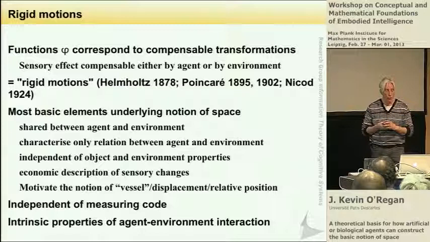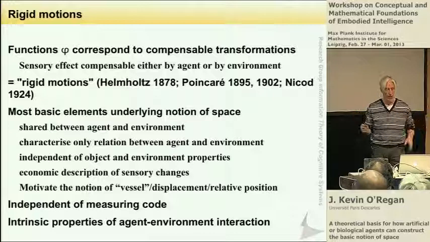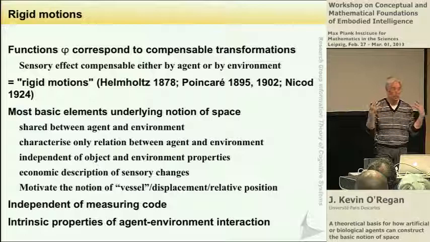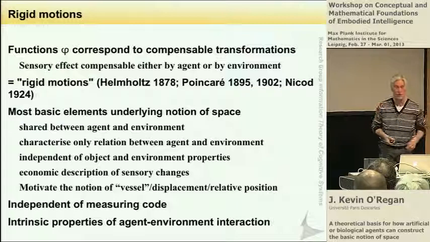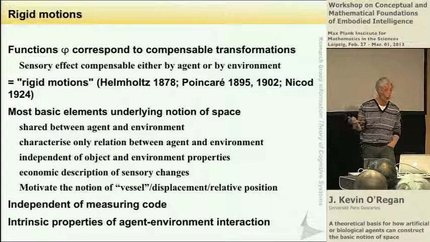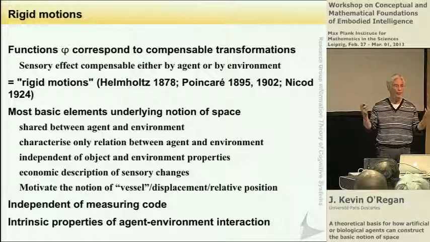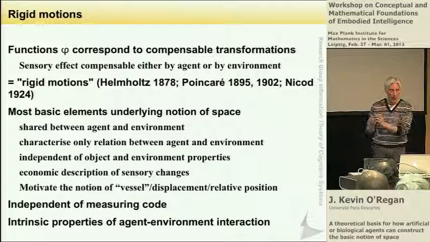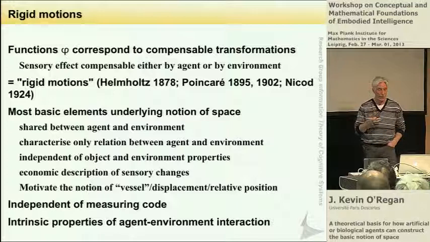These three tests of spatial knowledge all make use of the fact that the agent has tabulated these functions phi. And the reason the functions phi are so important is that they correspond to these compensable transformations whose sensory consequences can be compensated either by a change in the agent or by a change in the environment. So they're shared. Now, Helmholtz has called compensable transformations rigid motions. They are rigid motions. This is what we mean by the concept of a rigid motion. Rigid motions are the most basic elements underlying the notion of space, precisely because they are shared between the environment and the agent. And they are independent of the intrinsic qualities of the environment or the agent.